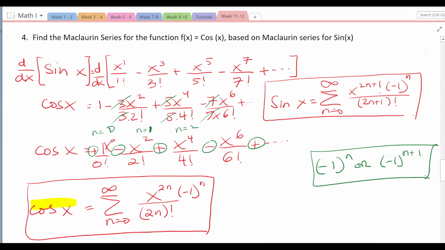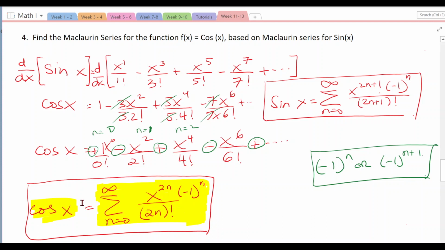So this is the Maclaurin series expansion of cos x. We just write down the power series expansion in the short form of sigma: x to the 2n, negative 1 raised to the power of n.